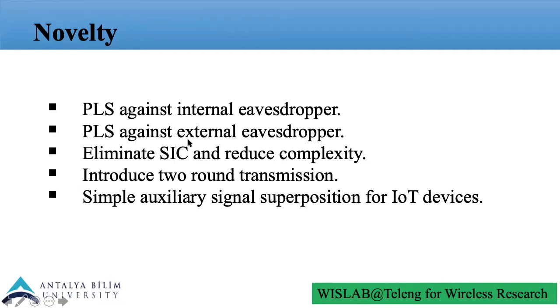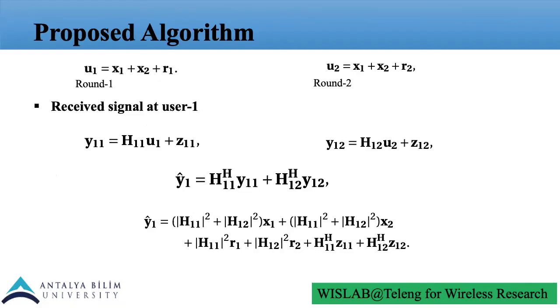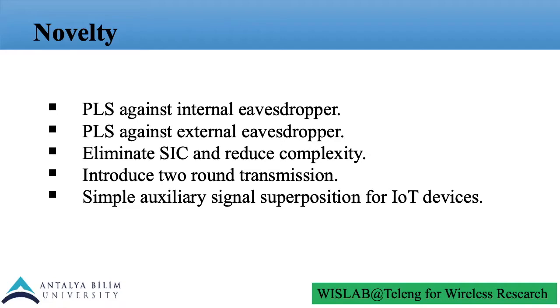Signal interference cancellation is basically used in the conventional power domain NOMA, the one we discussed before. They are using it in the receiver to decode the information, or to basically cancel the interference. We have also introduced a two-round transmission and also symbol auxiliary signal superposition for Internet of Things devices.